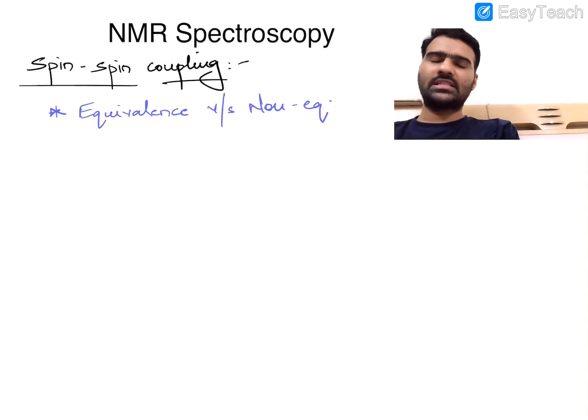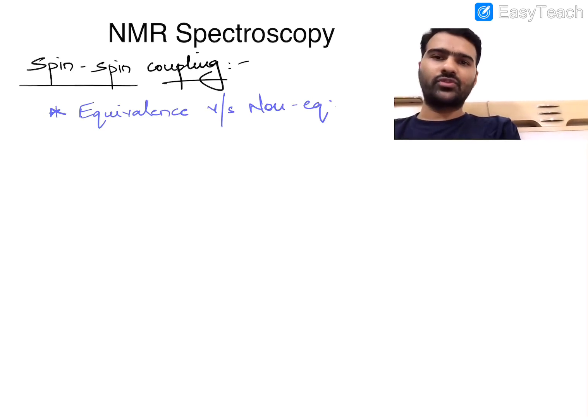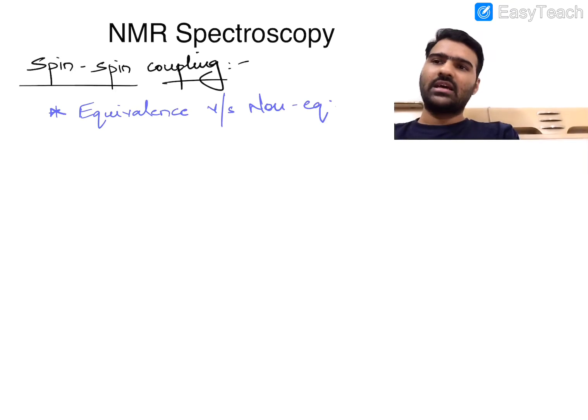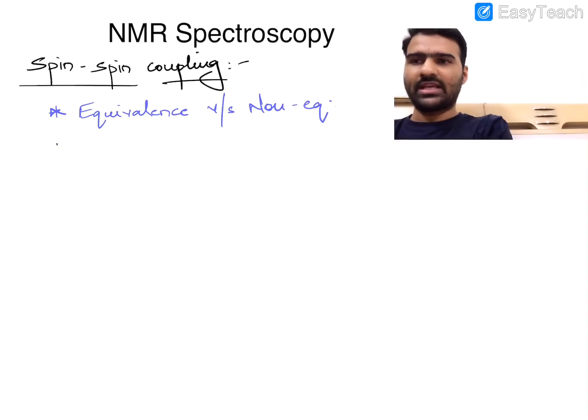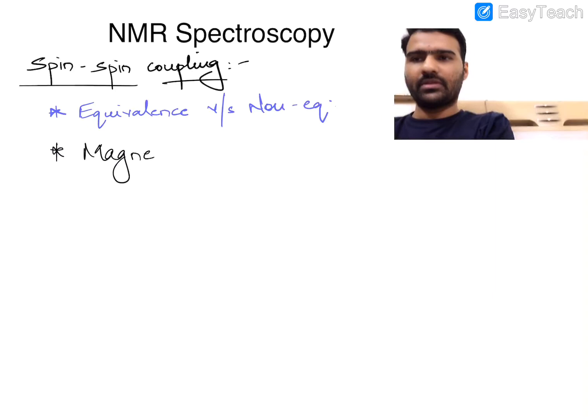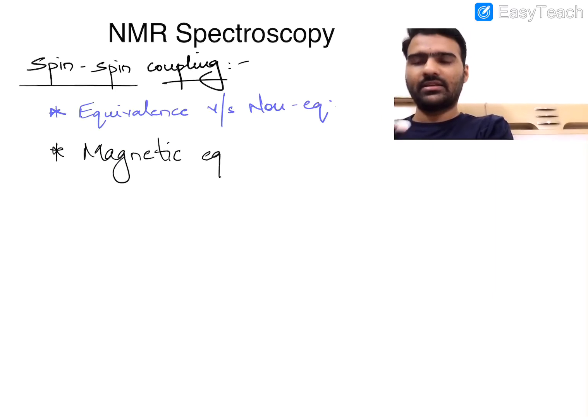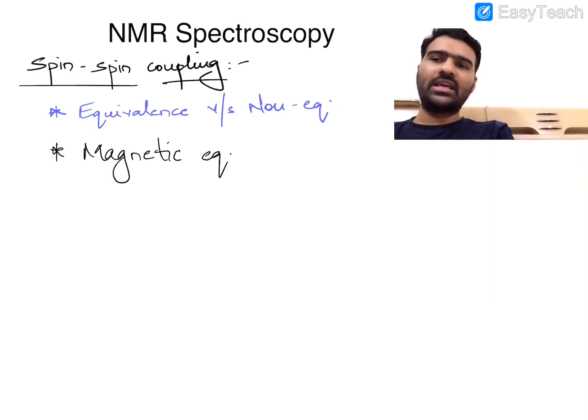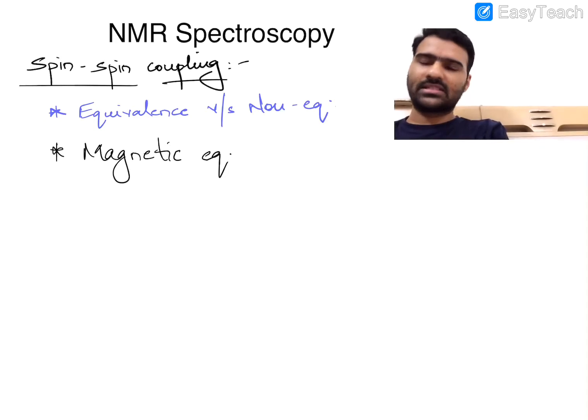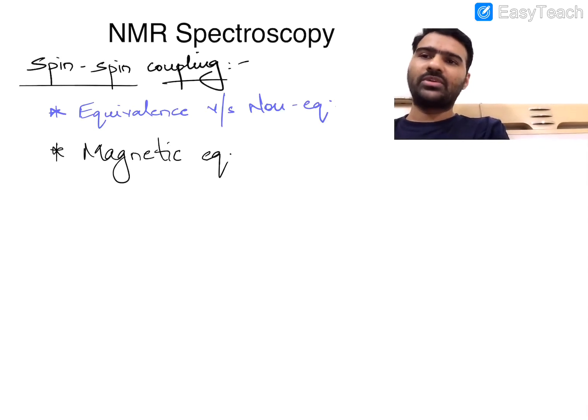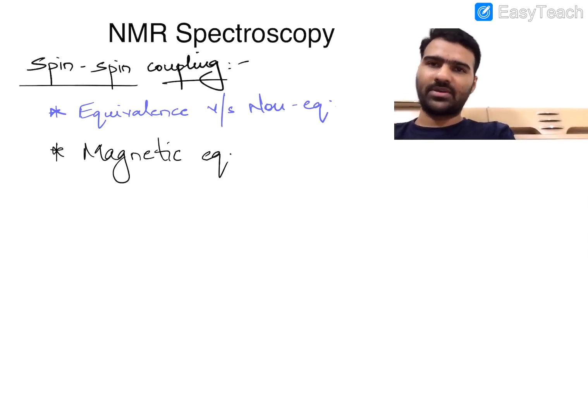Okay, so these peaks which are isochronous are also called as coming from nuclei which are magnetically equivalent. Okay, so that brings us to the next concept of magnetic equivalence. So when their magnetic environments are the same, then you will get the peaks to appear at exactly the same delta ppm value, and you will call those nuclei as being magnetically equivalent.